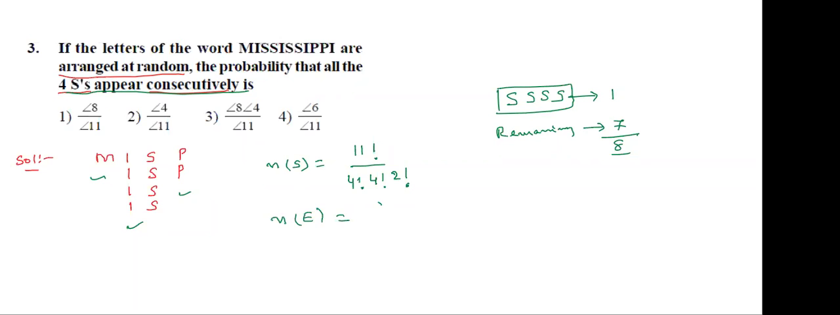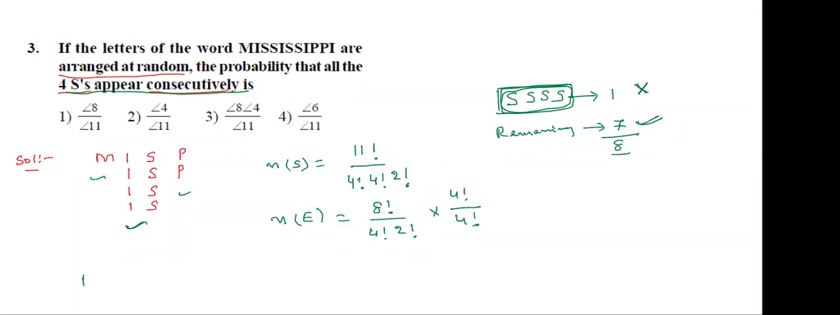N of E: the 8 units can be arranged in 8 factorial divided by the repeated ones. Out of 8, what are the repeated? The S unit is not repeated, only 1 unit. Out of these 7 units, the repeated are 4 I's and 2 P's. Now, the S's are 1 unit, and these can be arranged among themselves. 4 S's can be arranged in 4 factorial, but those 4 are similar. That's why I'm writing it in the denominator.